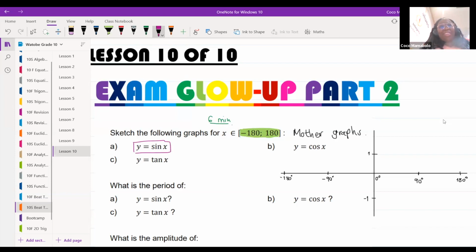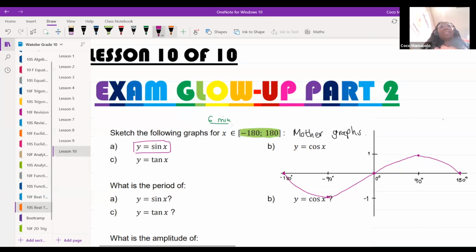Okay, let's start with the graph of y is equal to sine x. So sine of 0 degrees is going to give us 0, and sine of 90 will give us 1. And sine of 180 will give us 0 again. So that's the part of the graph we're going to draw on that side. Sine of negative 90 will give us negative 1. So we'll be over here. And sine of negative 180 will give us 0. So my sine mother graph over here will be drawn like that. Okay. So that's the first sine graph that we're going to have over there.